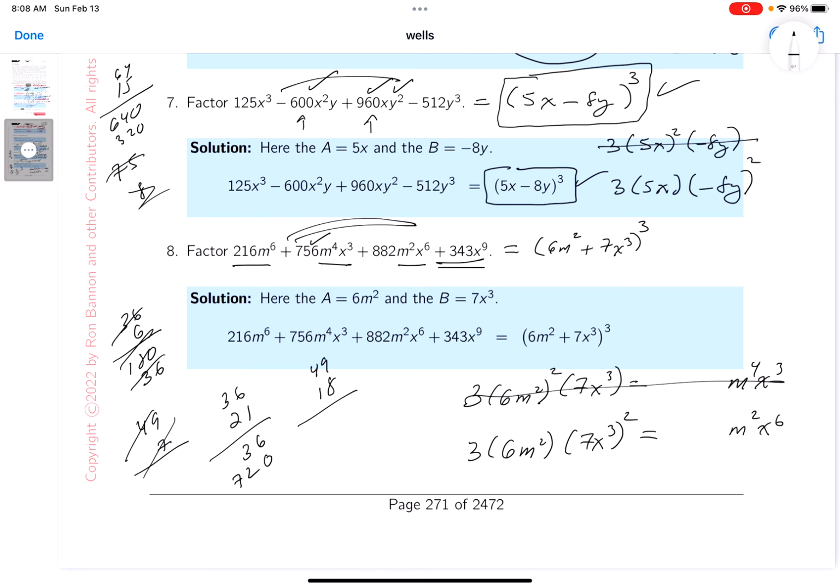Yep, I'm going to do it. 10 times 49 is 490. 8 times 40 is 320. And 8 times 9 is 72. 2, let's see, 7, 9, 18. 5, 6, 7, 8. 882. Am I getting that? Yes, I'm getting that.